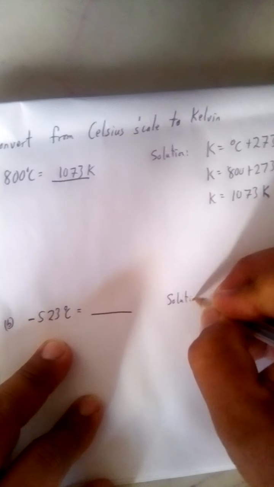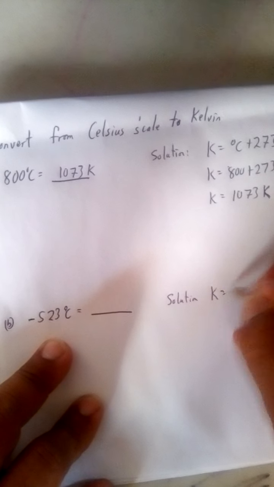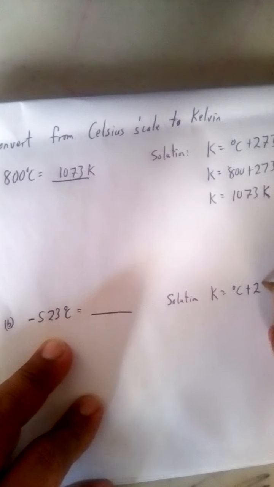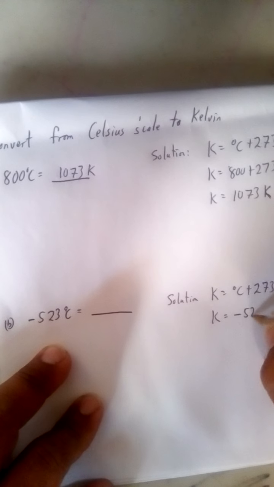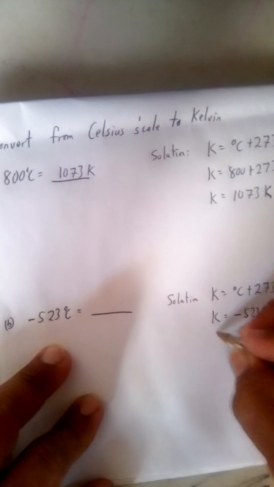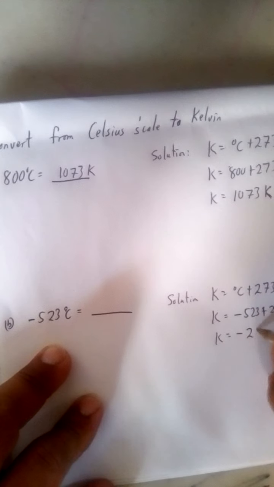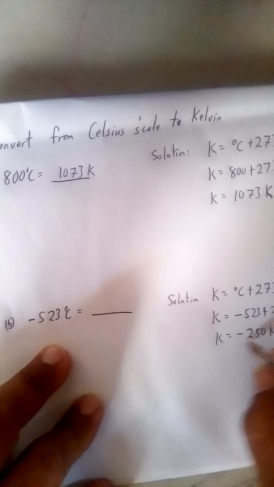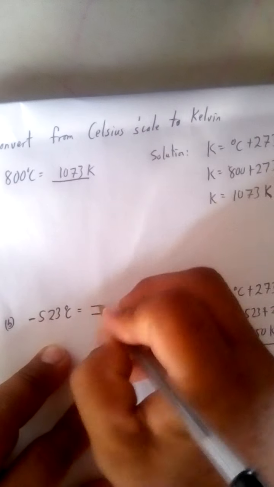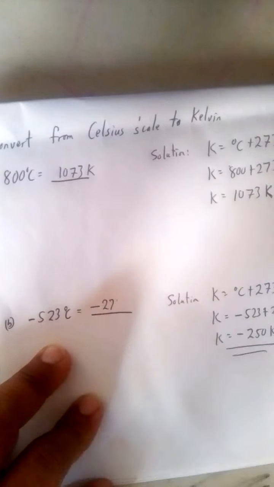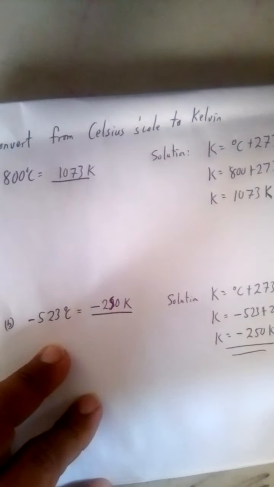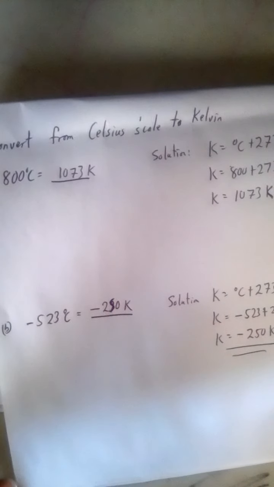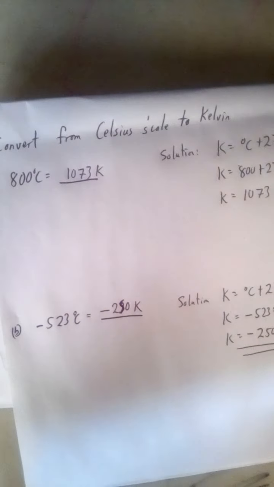All right, so for the next one you go and you do the same thing. Solution is as follows. You put Kelvin is equals to degrees Celsius plus 273. Kelvin is equals to negative 523 plus 273. Kelvin is equal to negative 250 Kelvin. That's your answer. You put here now negative 250 Kelvin. Okay, and that's how you work out for the conversion part. Okay, so nothing is difficult on the converting part.